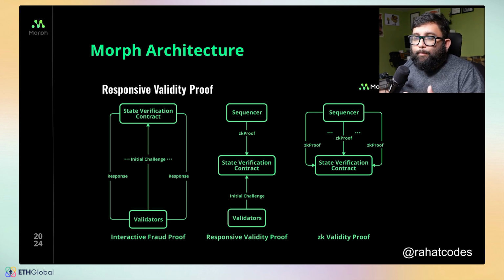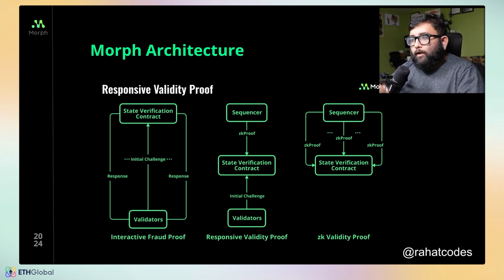Now, when this happens, the challenge goes through a back and forth process between the validator and the state verification process. This process can be very lengthy, and this is what usually results in what you would see with these 7-day withdrawal periods and 7 days needed for finality.